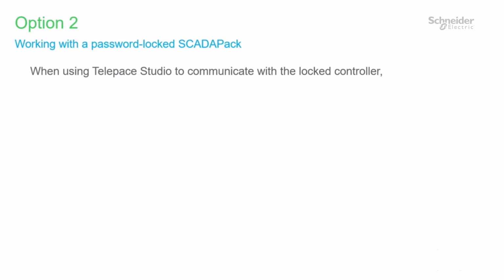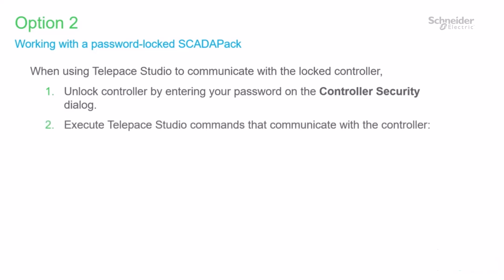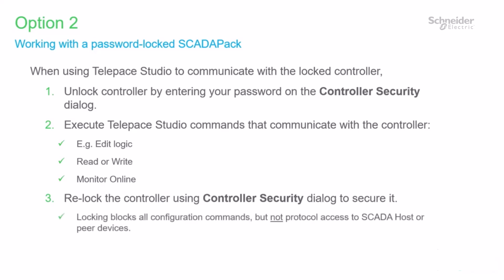Whenever using Telepace Studio to communicate with a locked controller, you have to unlock the controller first by entering the password on the controller security dialog. Then you're free to execute any Telepace commands that communicate with the controller, whether that's to edit logic or read or write the file or to monitor online. Then when you're finished, you relock the controller using the controller security dialog to secure it. Note that locking blocks all configuration commands, but not protocol access to SCADA host or peer devices.